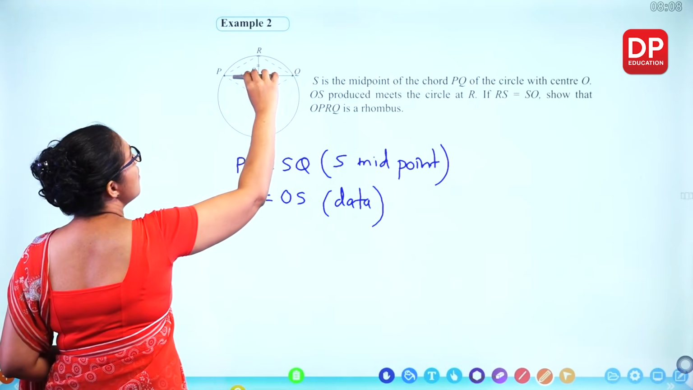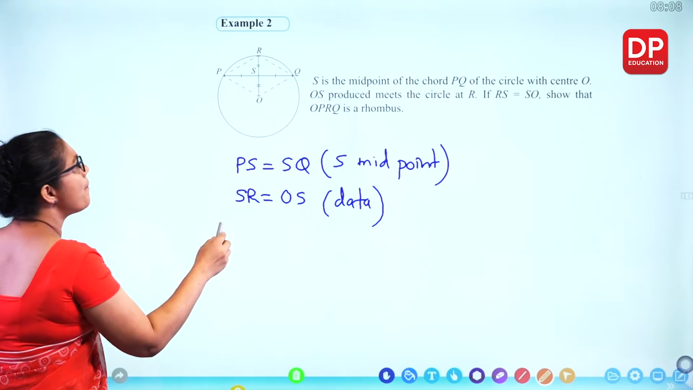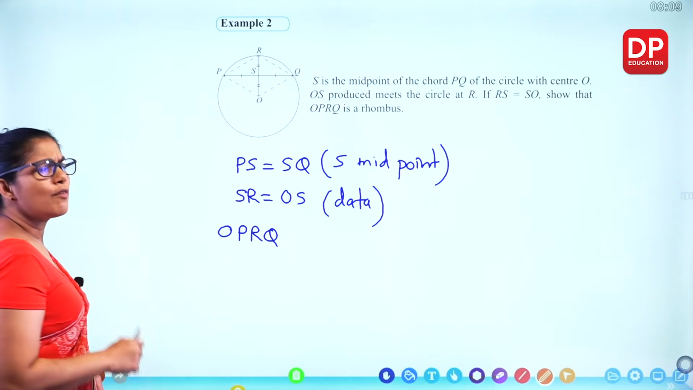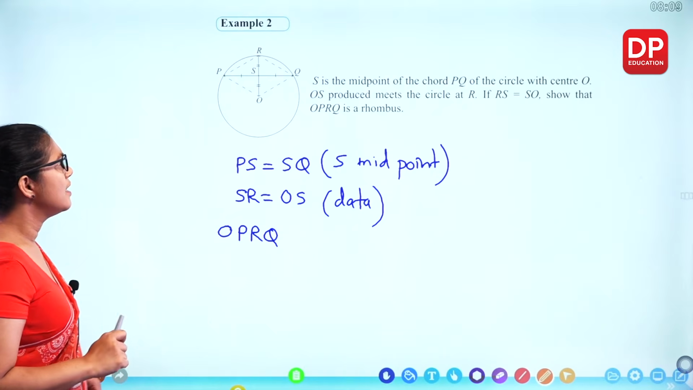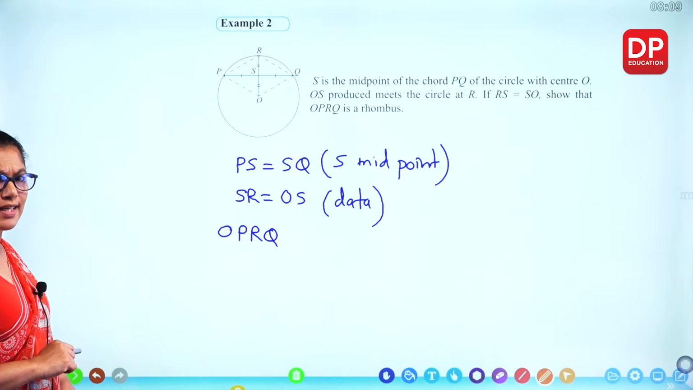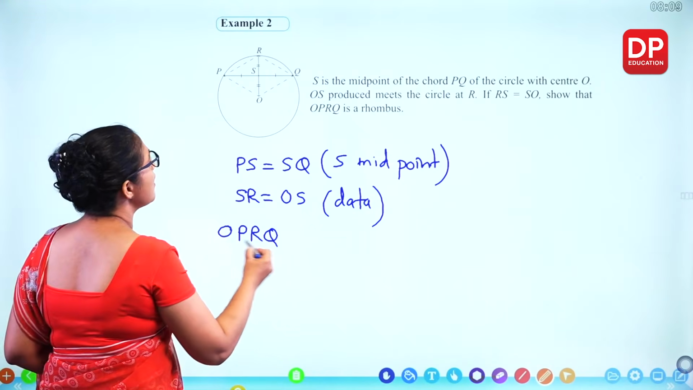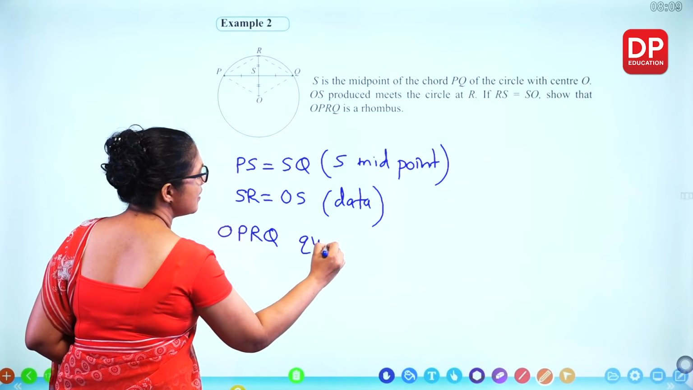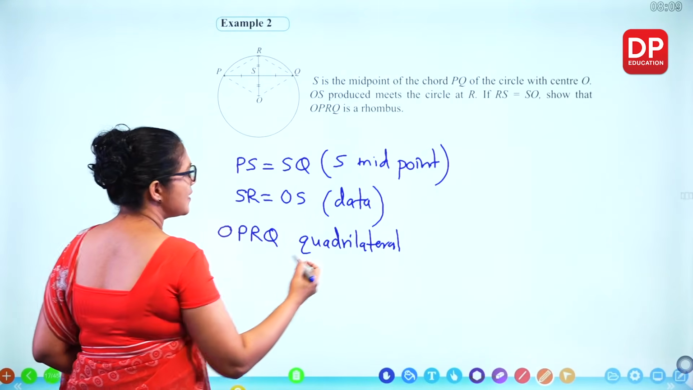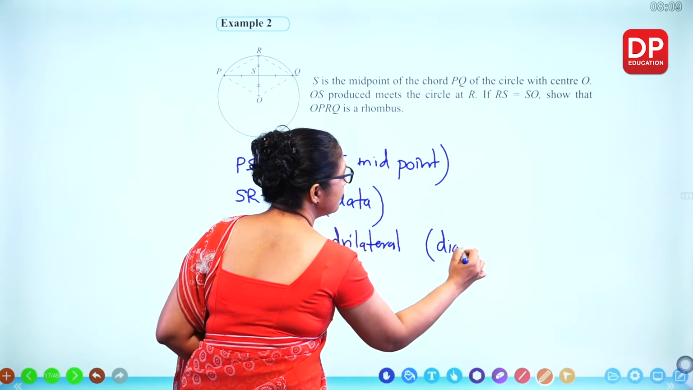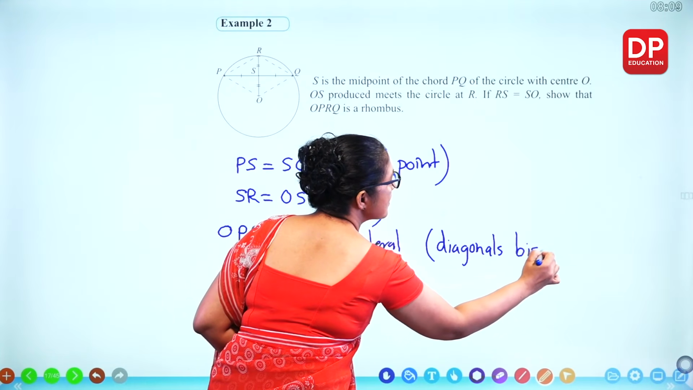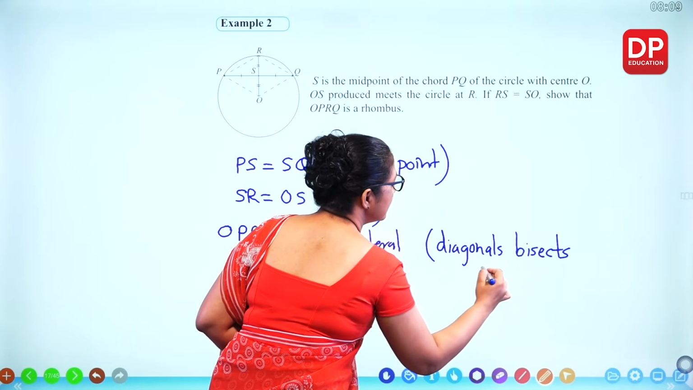So here, if you take this OPRQ quadrilateral, what can you say about that quadrilateral? The diagonals bisect each other. So here in OPRQ quadrilateral, we see diagonals bisect each other.